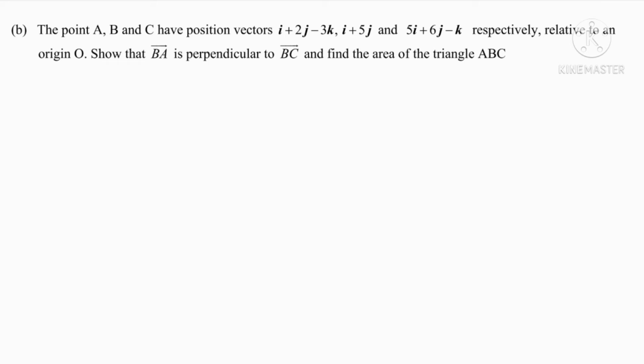Question B. The points A, B, and C have position vectors i plus 2j minus 3k, i plus 5j, and 5i plus 6j minus k respectively, relative to an origin O. Show that vector BA is perpendicular to vector BC and find the area of the triangle ABC. Now, the information given in this question is the position vectors of A, B, and C. Let us write it down.